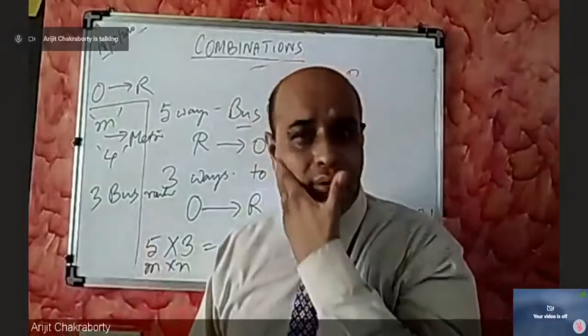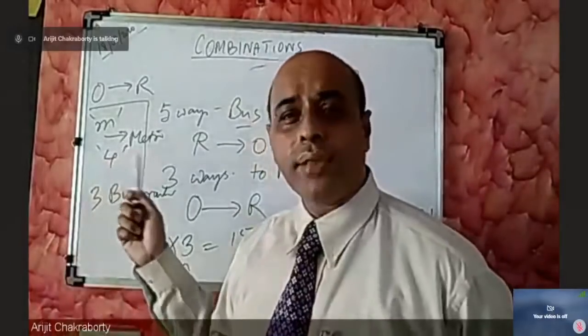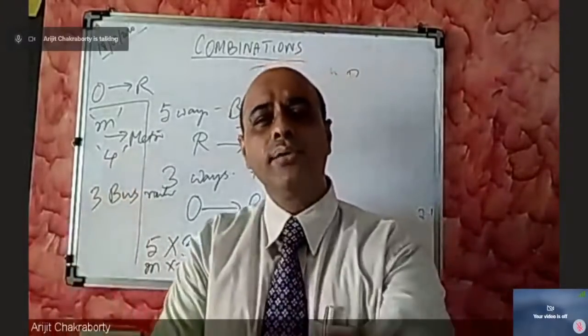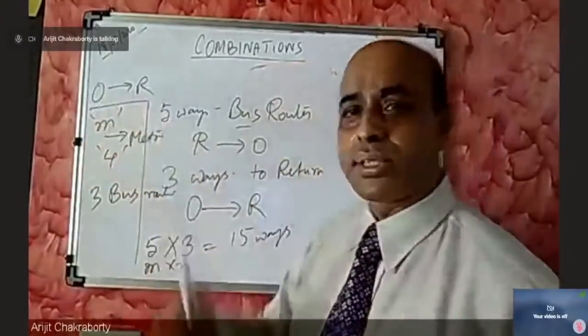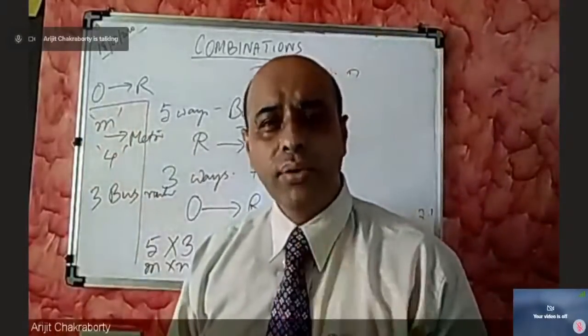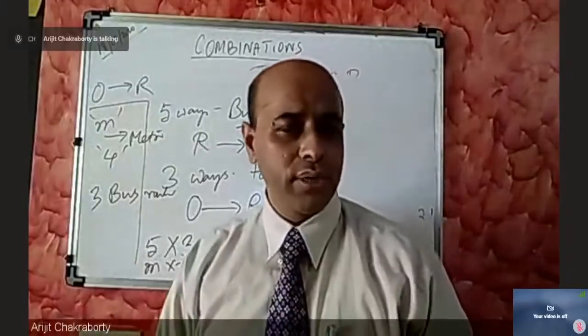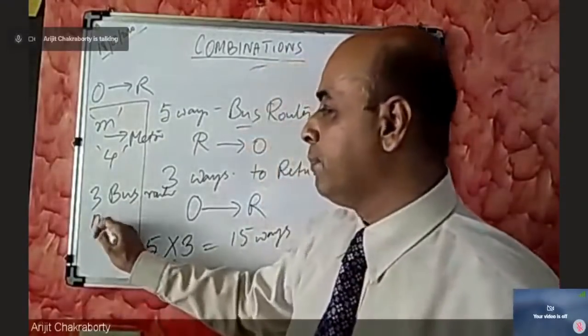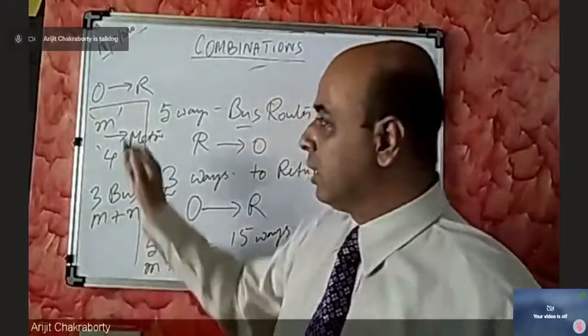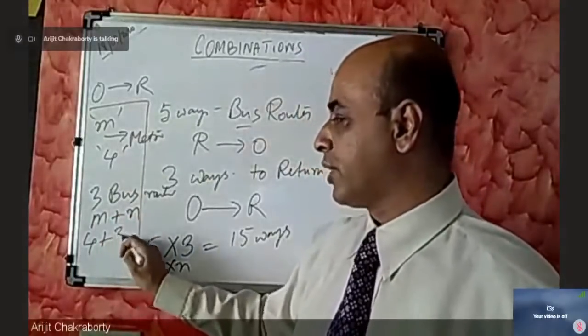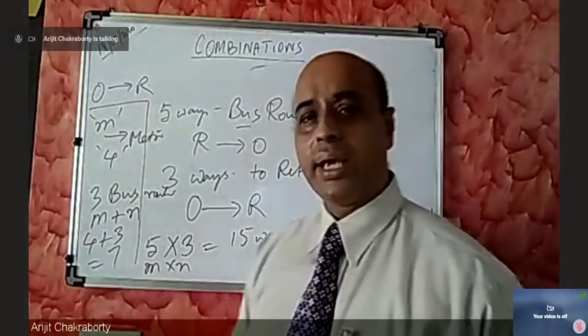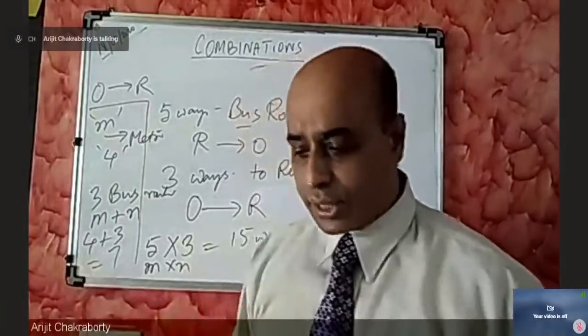So in case I have 4 metro routes and 3 bus routes for going from my office to my residence, then in how many ways can I reach my residence from my office? That is what is called m plus n, the addition rule. So in this case, it is 4 plus 3, that is 7 ways. So this is the addition rule.